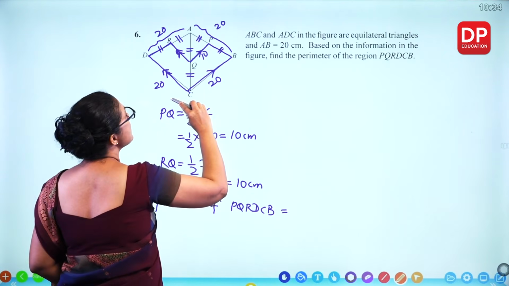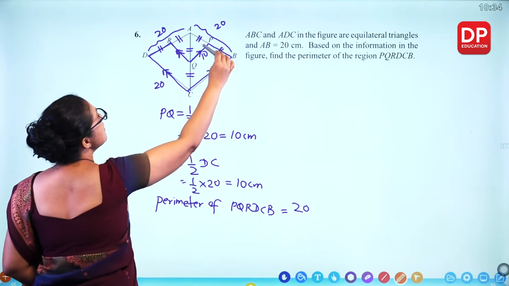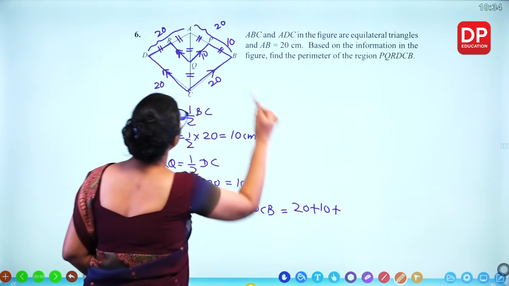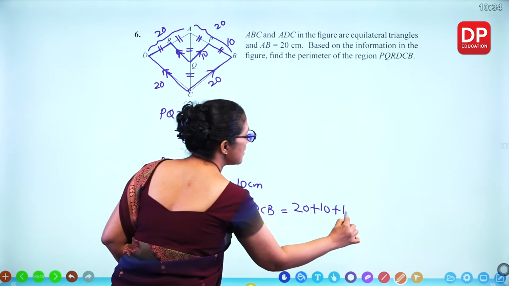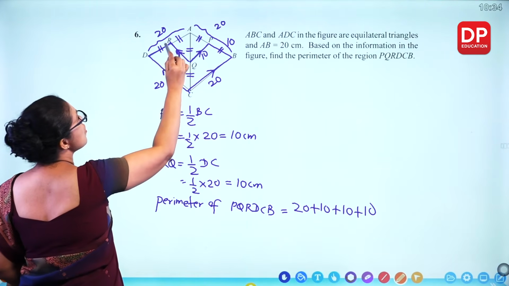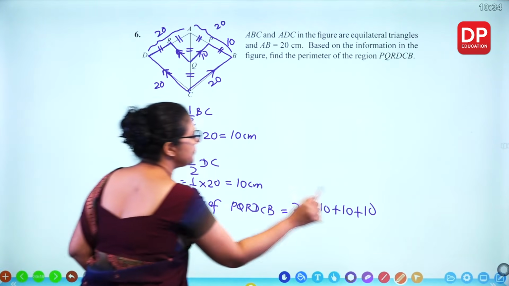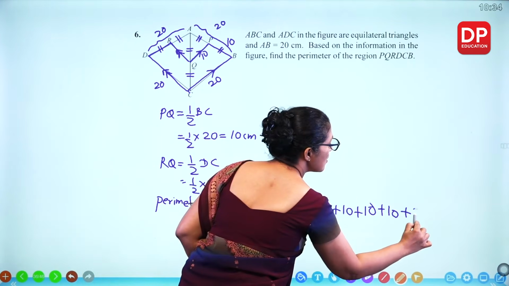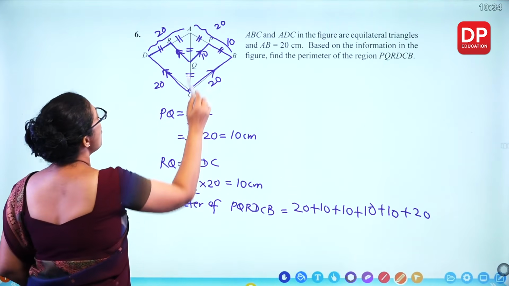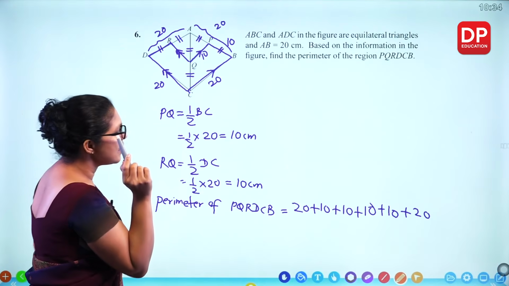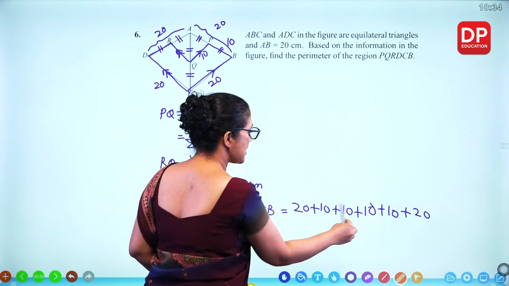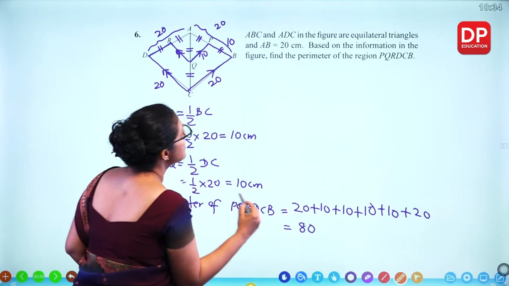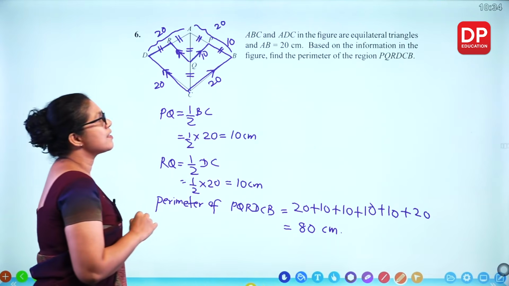What's the perimeter? So, we'll add all the sides, 20. This becomes 10, half of 20, another 10, another 10. This is also 10, half of 20, and 20 again. So see how many 10s are there? 1, 2, 3, 4. 4 10s and 2 20s. So what's the answer? 40, 60 and 80. 80 centimeters is the perimeter of this figure.